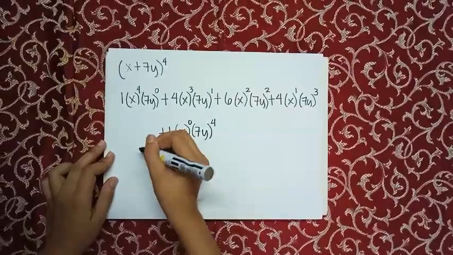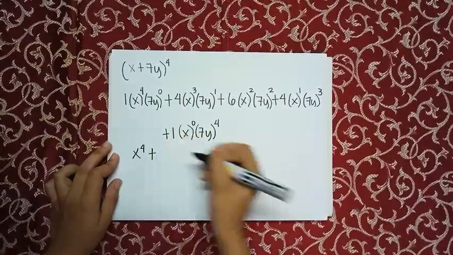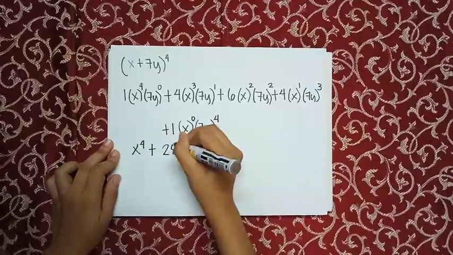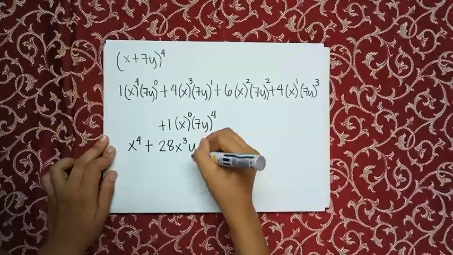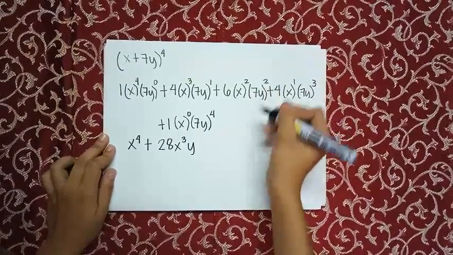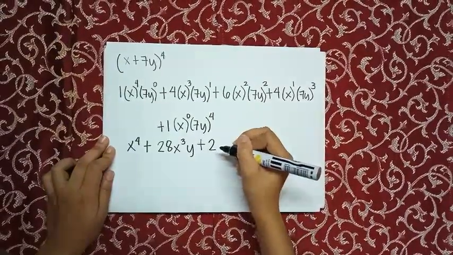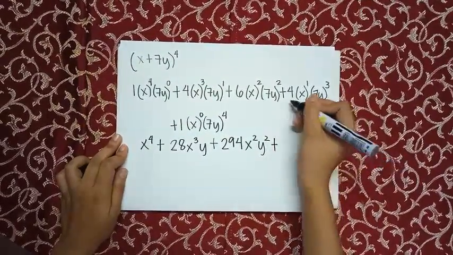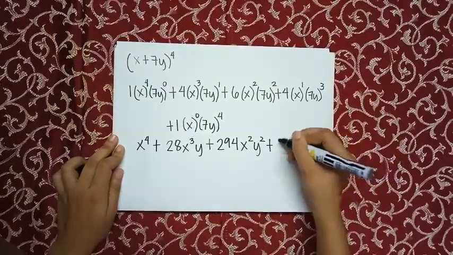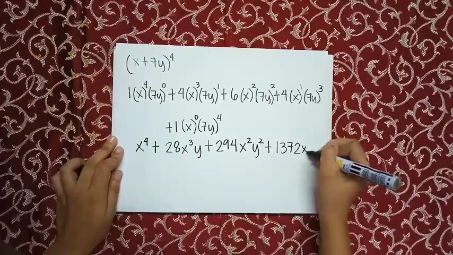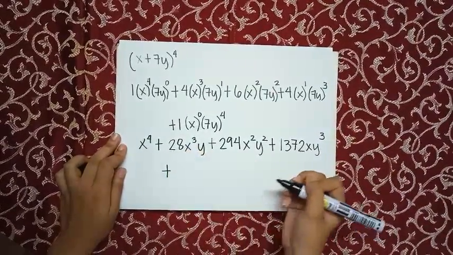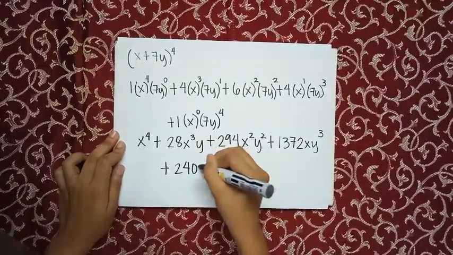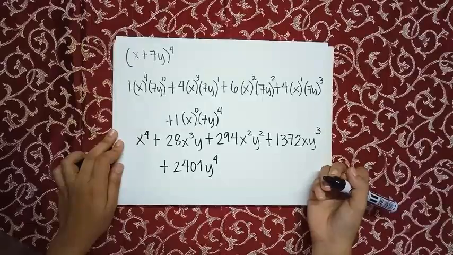For the first term, we have x raised to 4, plus 4 times x cubed times 7y raised to 1, which gives 28 x cubed y, plus 6 times x squared and then 7y squared, we'll get 294 x squared y squared, plus 4 times x raised to 1 and then 7y raised to 3, we'll get 1372 x y cubed, plus 1 times x raised to 0 and then 7y raised to 4. We'll get 2401 y raised to 4.